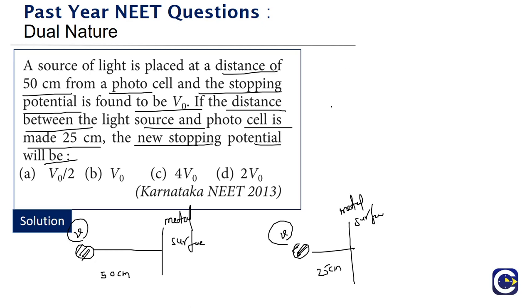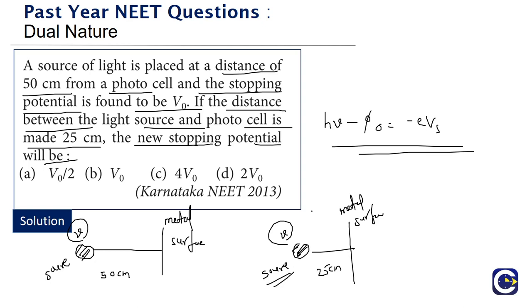Remember what is the formula that will relate the frequency of the emitted radiation to the stopping potential? Incident energy h nu minus work function is equal to minus e into stopping potential. So one thing that we need to keep in mind is, since it is the same source, in both the cases we are using the same source, right? So the frequency of the incident radiation will not change.